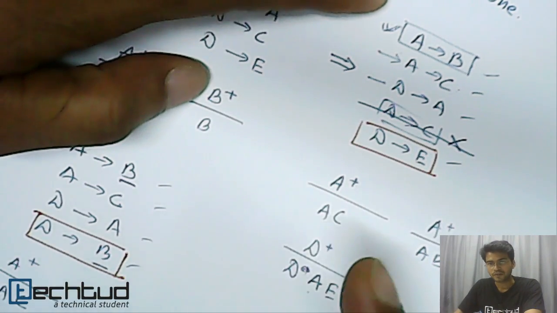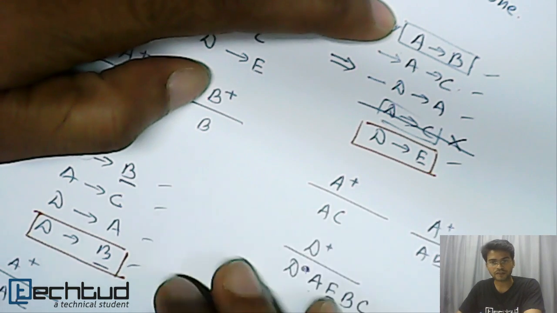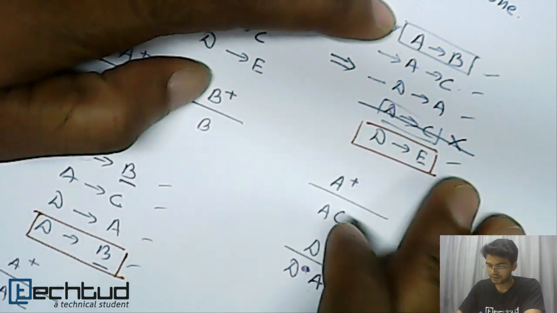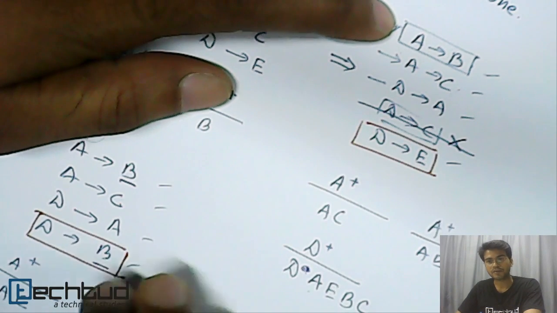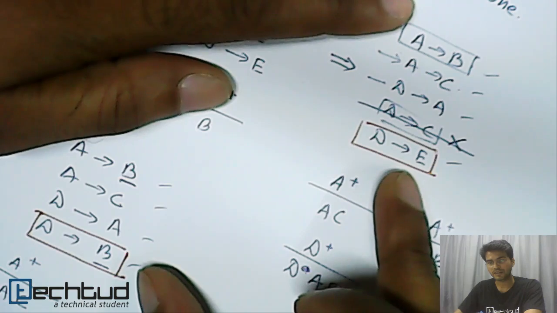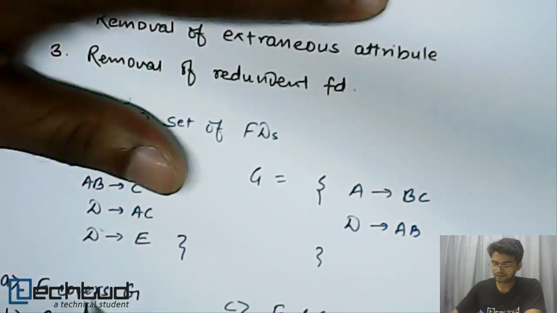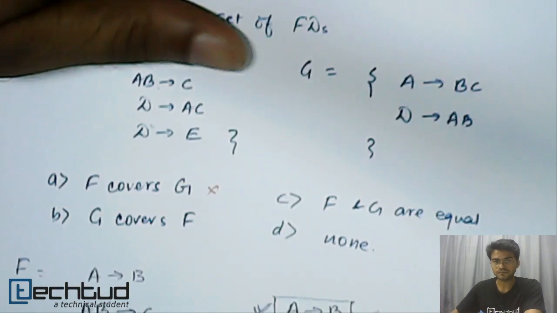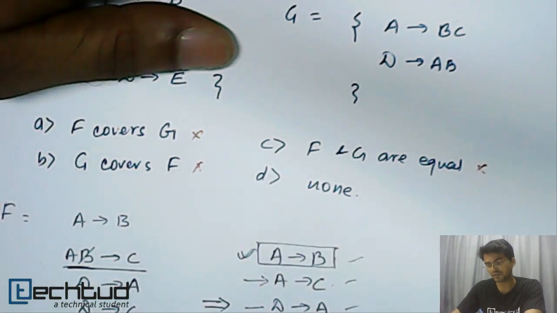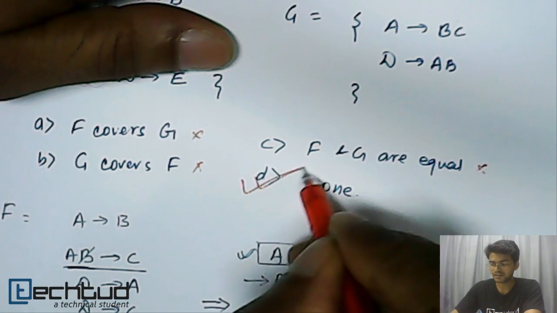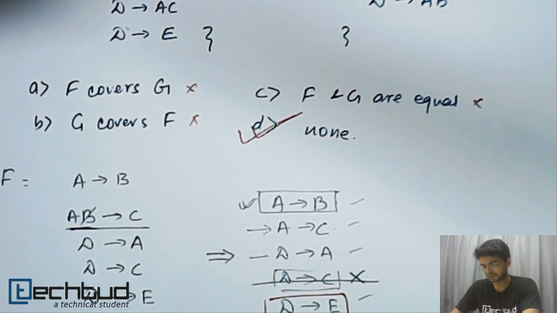So actually both are not equal. None of them cover the other group of functional dependencies, because this functional dependency is different, right? So from the options, F covers G is wrong, F and G are equal is also wrong, G covers F is also wrong. So none of these options is correct. None of them cover the other group of functional dependencies.